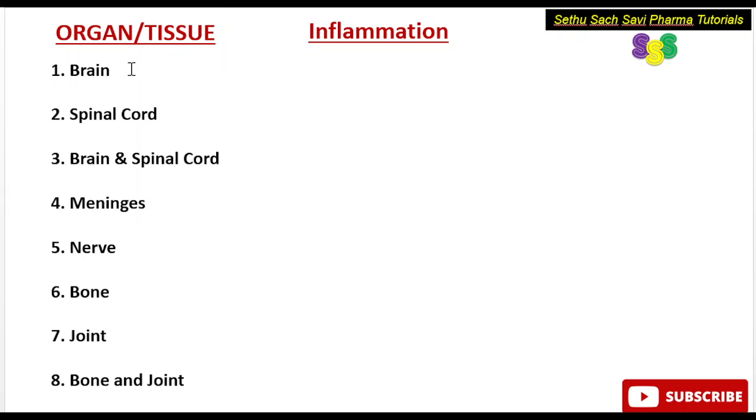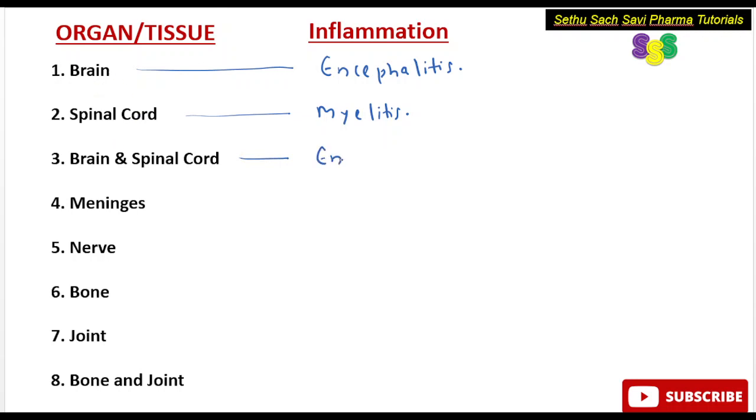So coming to the first one, the inflammation of brain is called encephalitis. Now what is the inflammation of spinal cord called? It is myelitis. Now what is the inflammation of both brain and spinal cord? Yes, it is encephalomyelitis. Encephalomyelitis is the inflammation of both brain and spinal cord.